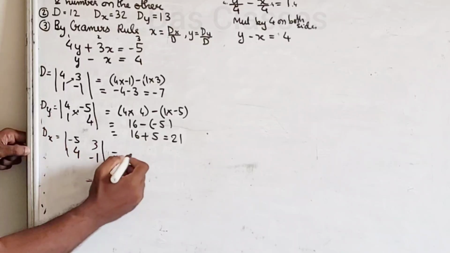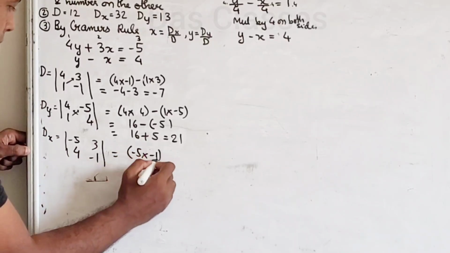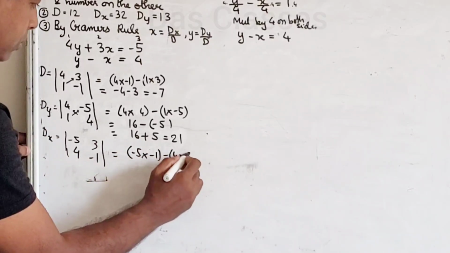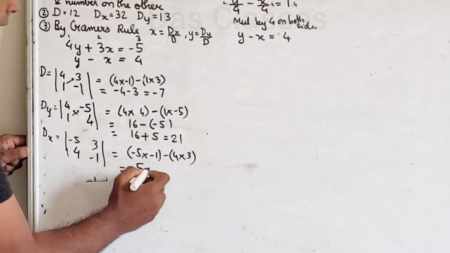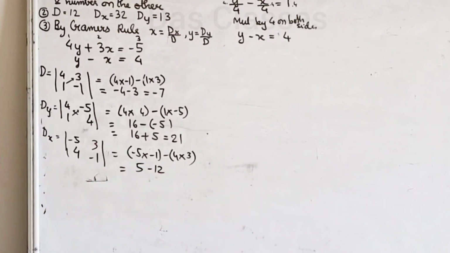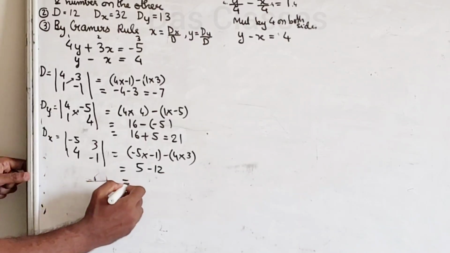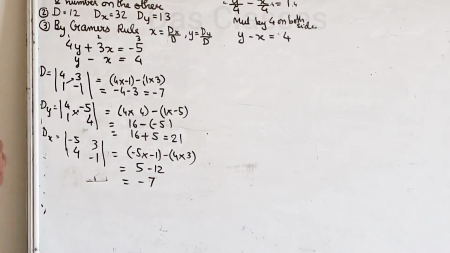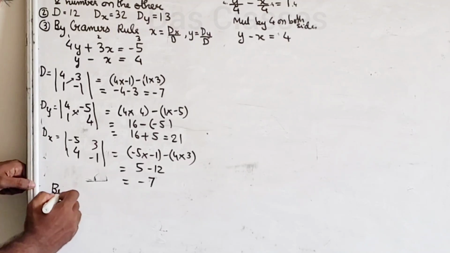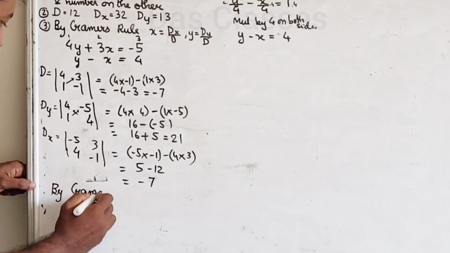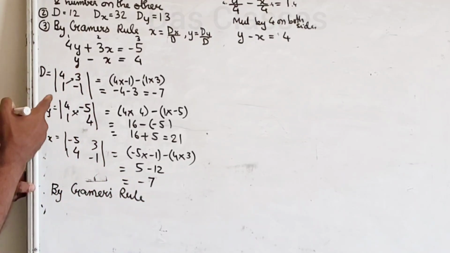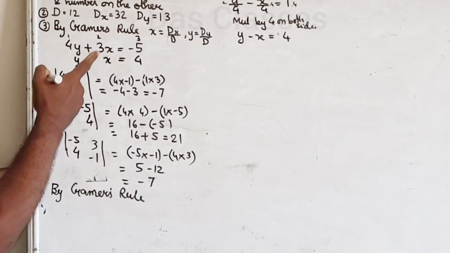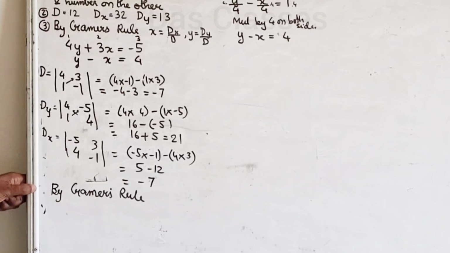So again cross it. So it's going to be minus 5 into minus 1 minus 4 into 3. So that is minus 5 and minus 12. So the answer is going to be minus 7. So by Cramer's rule, x is dx upon d.